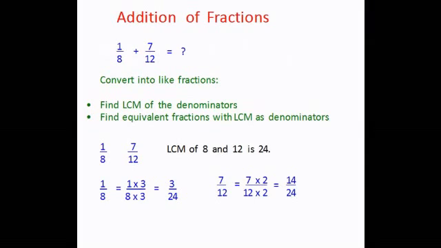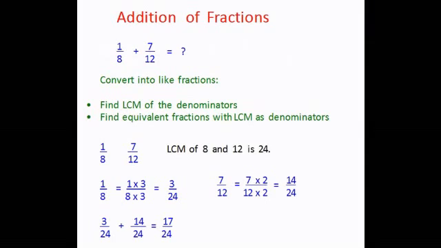Now the equivalent fraction for 1 over 8 is 3 over 24 and the equivalent fraction for 7 over 12 is 14 over 24. In the first case we have multiplied the numerator and the denominator by 3, and in the second case we have multiplied the numerator and the denominator by 2 to make the denominator 24. Now what we have here are like fractions.